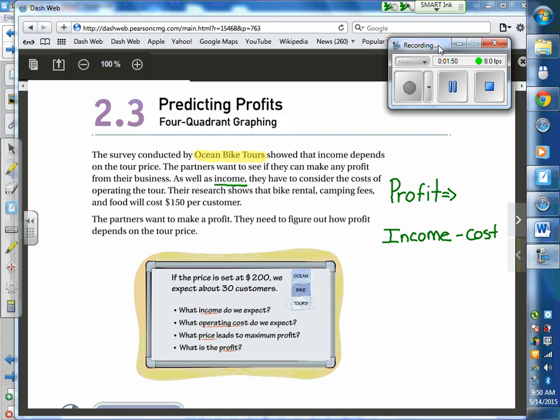So for example, if it costs $150 to have one person come on the bike trip because you had to spend money to rent their bike, pay their camping fees, and get their food, you want them to pay you more than $150 to make a profit. If you ask them to pay $200, that's the income they give you. The cost is how much you spend. You're going to make a $50 profit for that person.